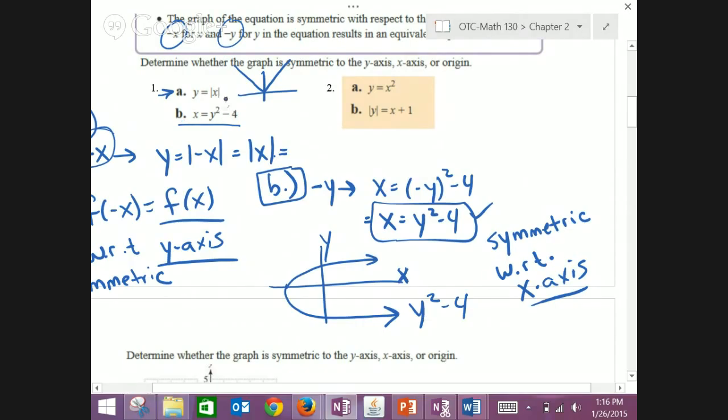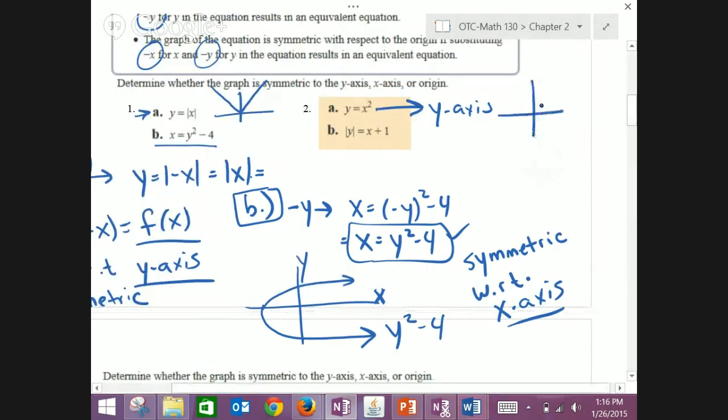Here, if I replace minus x, then the function is not going to change. So that's going to be symmetric with respect to the y-axis. What about on 2a? Can you see what 2a is going to be symmetric with respect to? The y-axis, right?